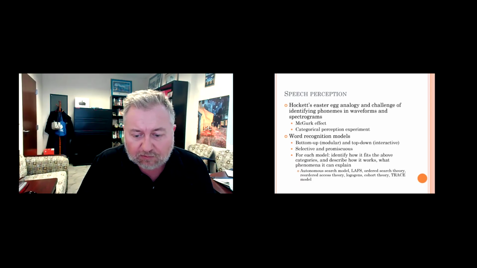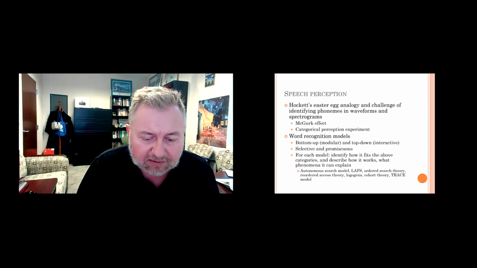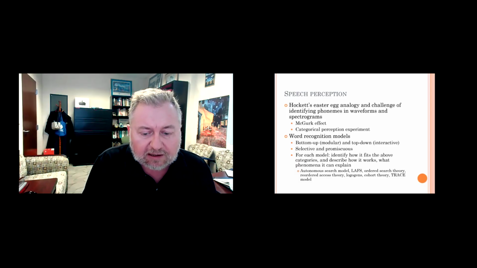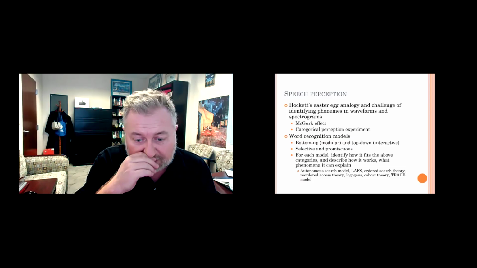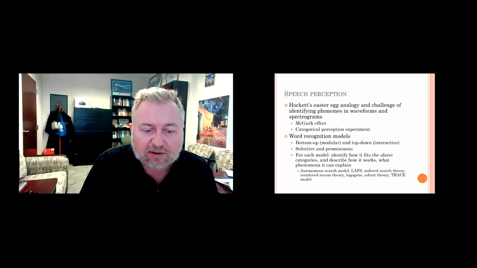So down at the bottom, rather than going into all of that same level of detail about each and every one of these models, I simply just listed them here. And so what I'm just noting here is that your goal is to identify each one of these models in terms of how it fits as being either bottom up or top down, selective or promiscuous. And also, if you're able to just give a general base description of how each model works and some of the phenomena it can explain.